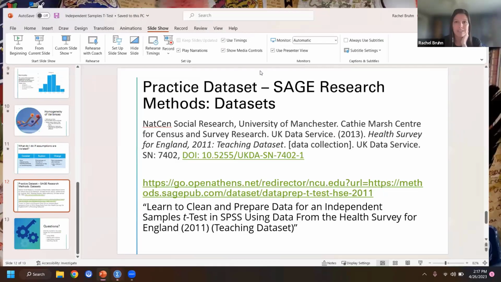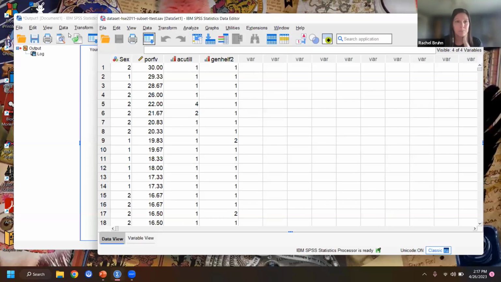So let me minimize this, and I have this data set open. I made this font size bigger, but I could not figure out an easy way of making the output window bigger. So the text size is what it is, and I apologize. So the first thing that we need to do is test our assumptions. So for this test, with this data set, it's designed so that we can compare our genders on their portion of fruits and vegetables that they eat. Before I jump into the test and the assumptions, I do want to familiarize you with the data.